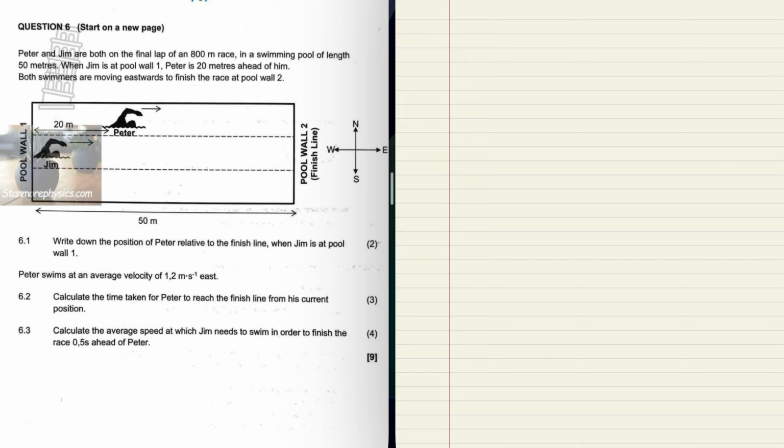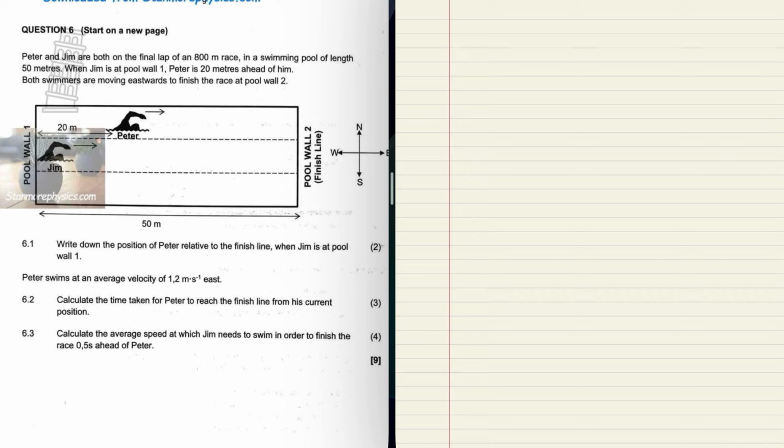So they want to know, write down the position of Peter. So where is Peter? Let's get the pen again. Don't know why the pen is not working. Give me 1 second.